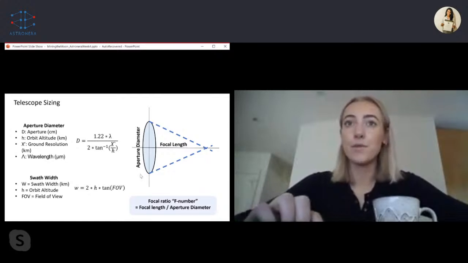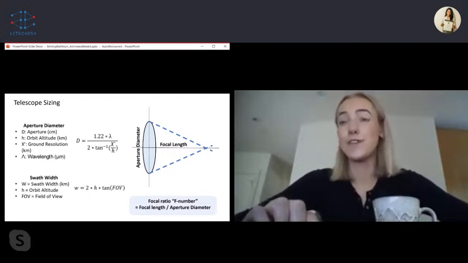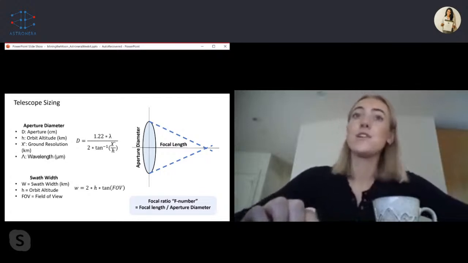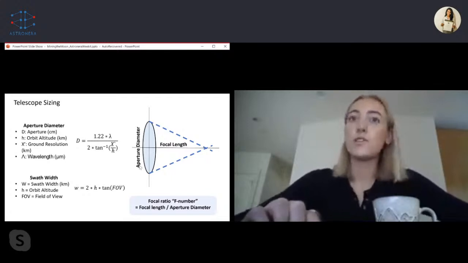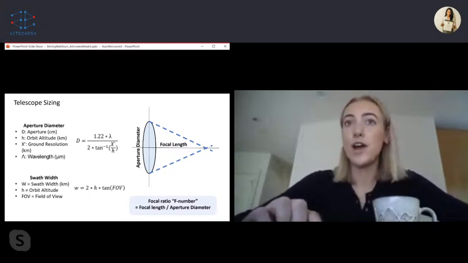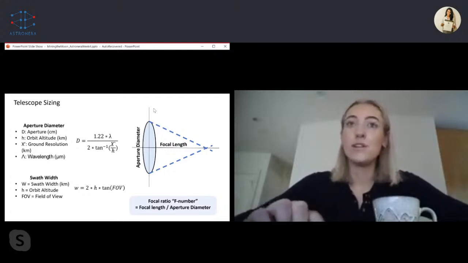But taking into account these two parameters, that is how you determine the speed of your system, or the aperture of your system. This is also called the F number, and that's just the ratio of focal length to aperture diameter. So if you have a larger aperture, you're going to be taking in more light, and if you have a shorter focal length, you also will have a wider field of view. It's all about balance.